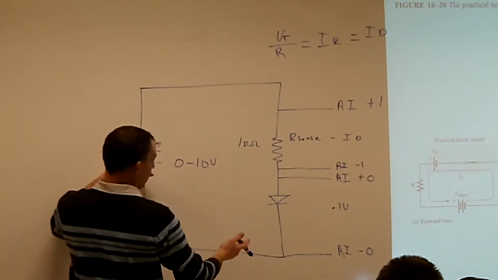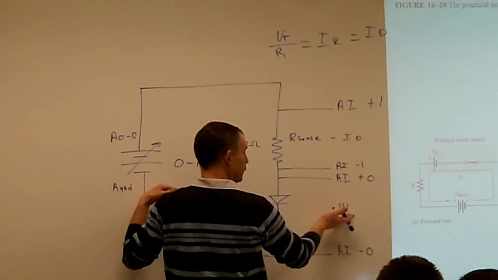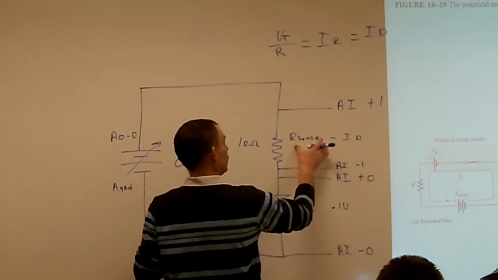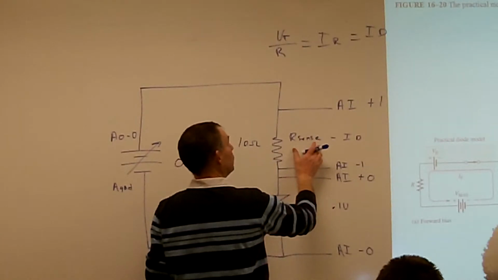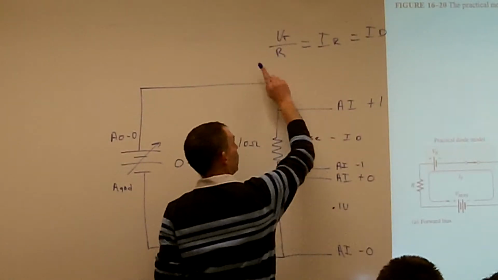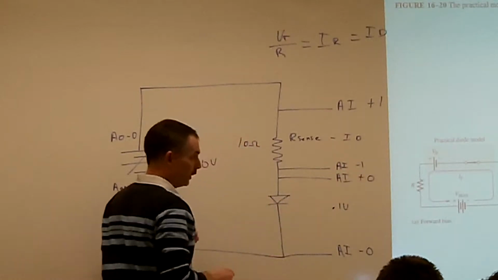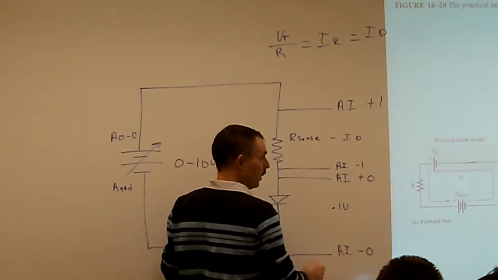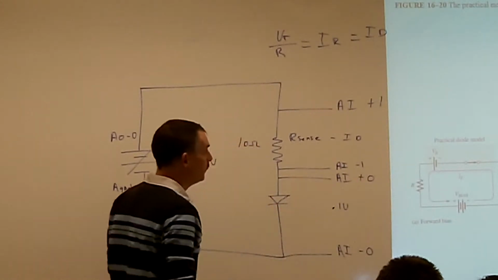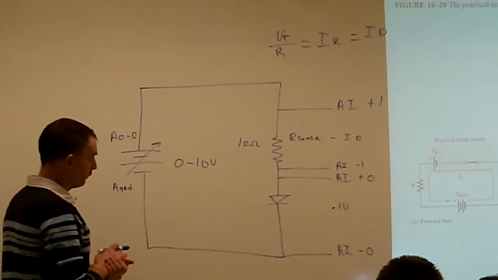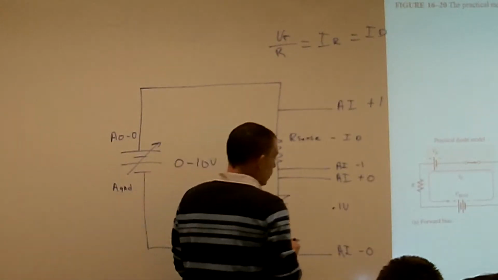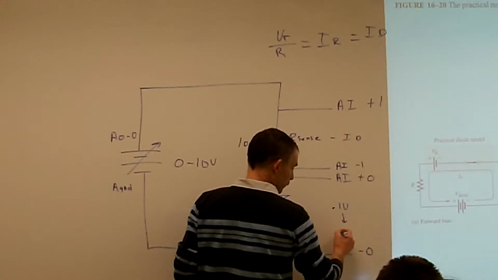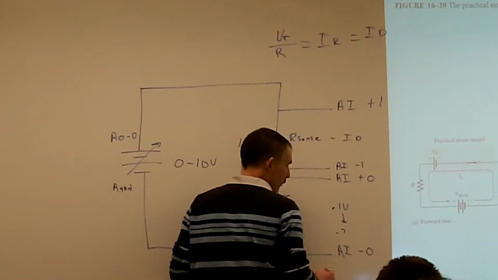The variable power supply gets 0.2 volts across the diode. It stops. It measures the voltage across the sense resistor, calculates out the formula, and then puts the dot on the graph. So at 0.2, we're still at 0 amps. And it's going to go through all those steps, and then eventually it's going to get to 0.7 volts.